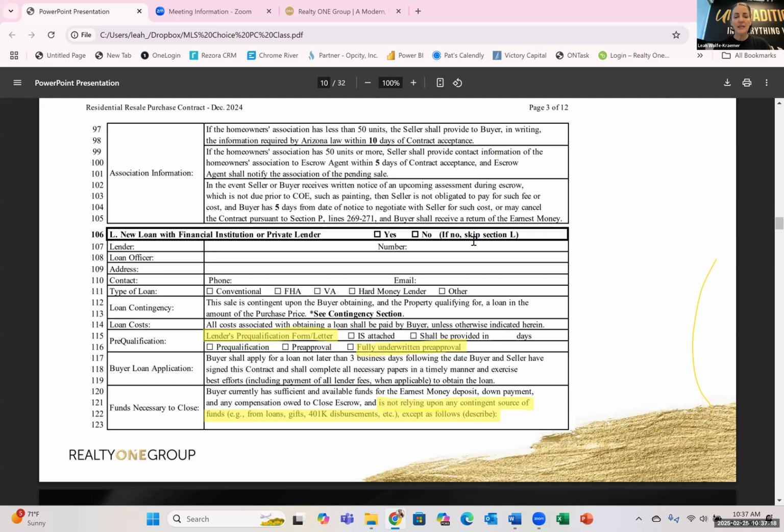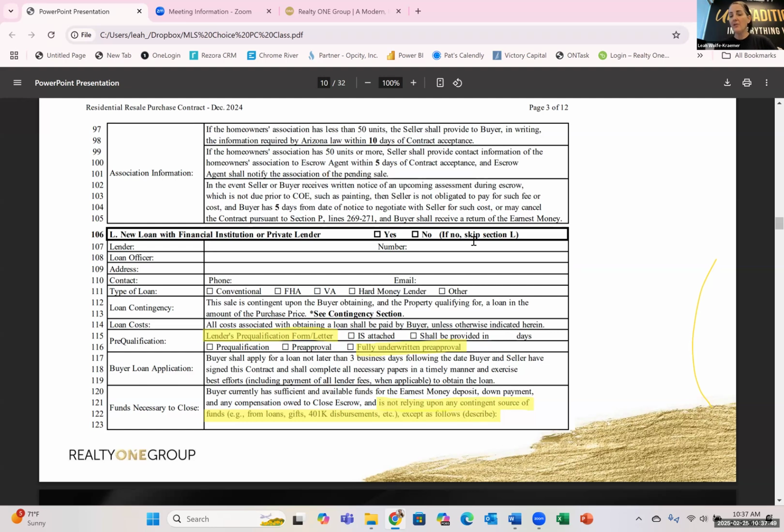Standard loan application process, same deadline, same timeline, same requirements. Funds necessary to close. Buyer currently has sufficient and available funds for the earnest money deposit, down payment, and any compensation owed to close escrow, and is not relying on any contingent source of funds except as follows. So you don't have to worry about not understanding or not putting it in the additional terms, because right here it is saying, hey, if we are getting funds from something else, we would just put right here where that is.